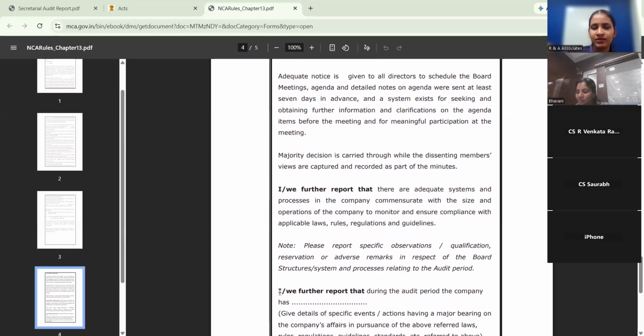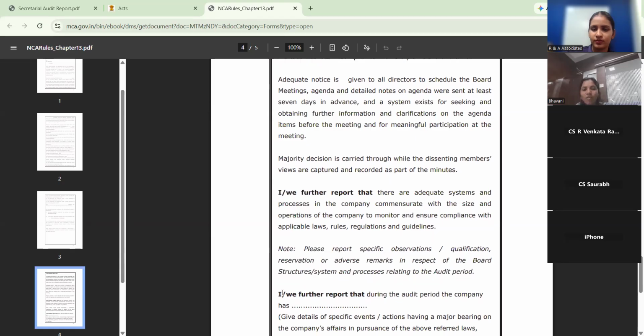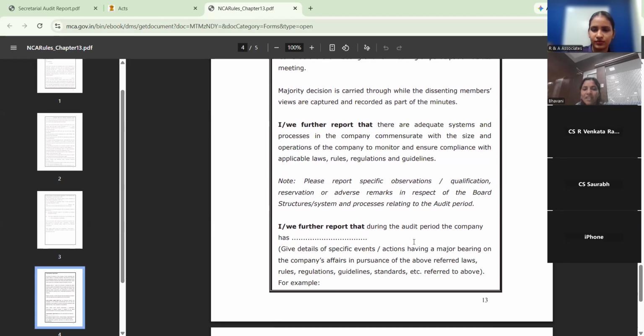Here in the MR3, we see that it says "further report that during the audit period the company has...". So here are we supposed to mention the non-compliances or observations or any material events as such? Coming to that particular point, actually, it talks about events. You can read the bracket over there: give details of specific events, actions having a major bearing on the company affairs in pursuance of the above referred laws.